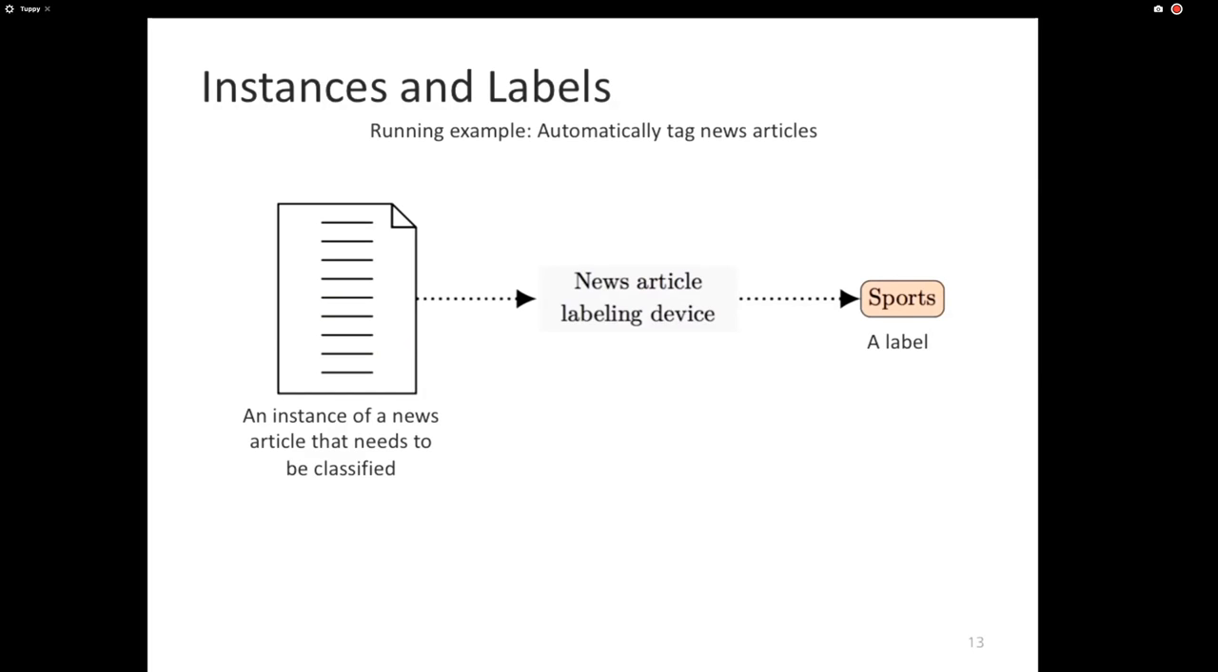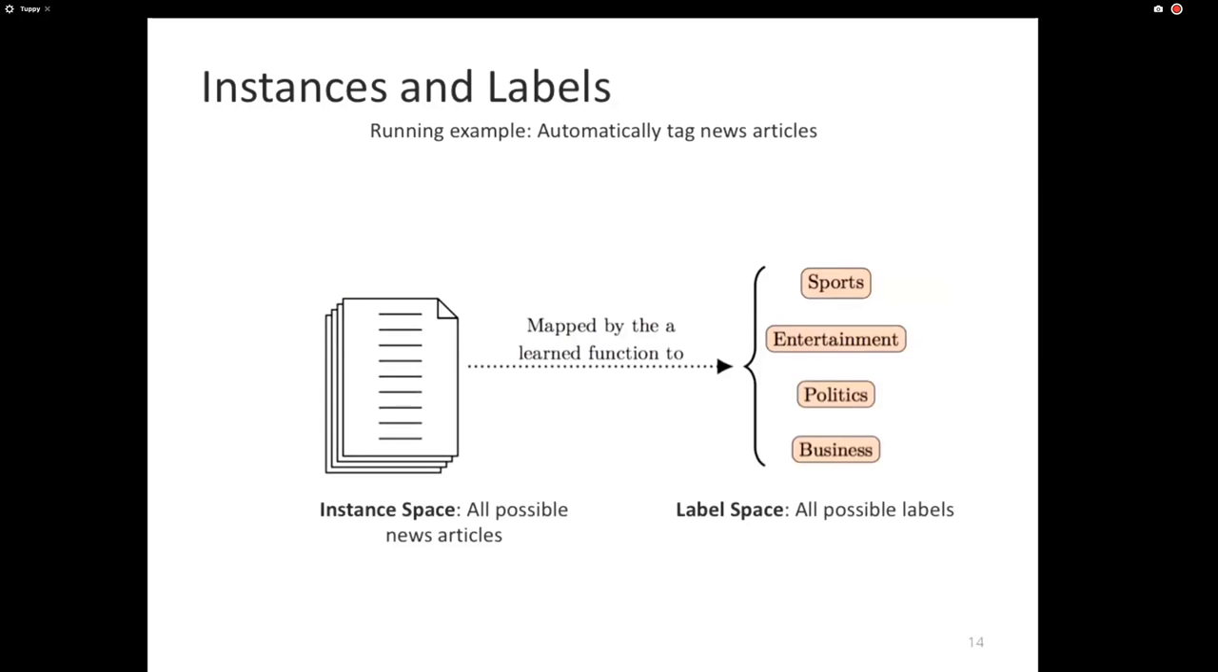In this case, maybe the label could be sports. So this article goes into the sports section. This is one newspaper article. But really, we don't care about this one thing. What we want is the set of all possible newspaper articles. Everything that has been written, everything that could be written in the future, this entire set of every article that might exist. Together, all of them form a set of instances that are called the instance space.